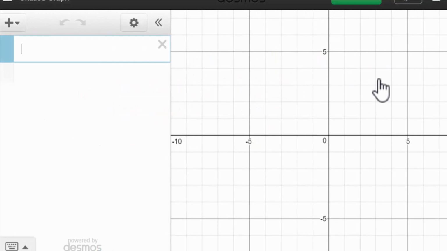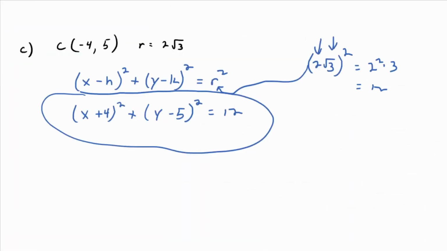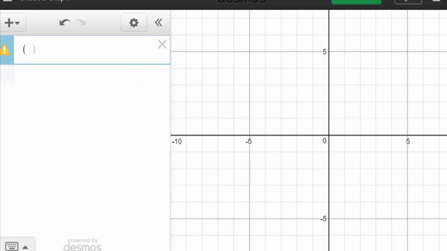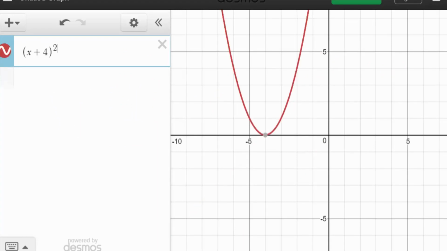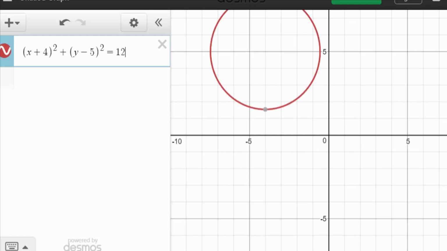Your calculator's not so good at graphing circles, but if you go to something like Desmos and you want to graph that circle, what do we just get? (x plus 4) squared, okay, type in x plus 4 quantity squared plus, I forgot already, what was it? y minus 5, y minus 5 quantity squared. I'm just hitting shift 6, that's the exponent button. Equals, and then it was 12, right? There it is.